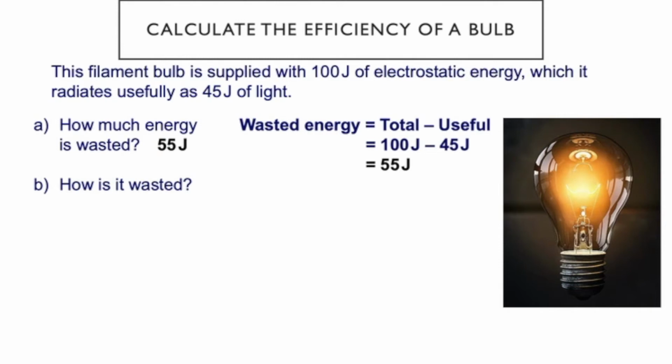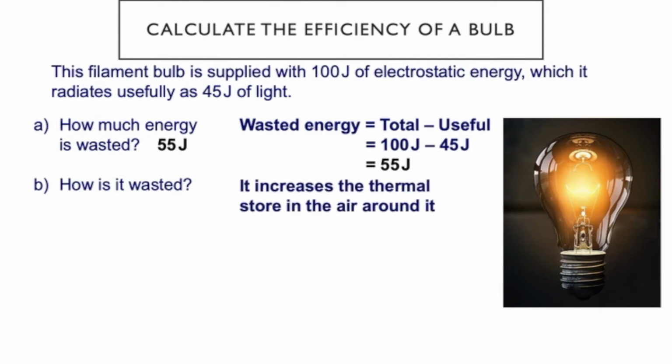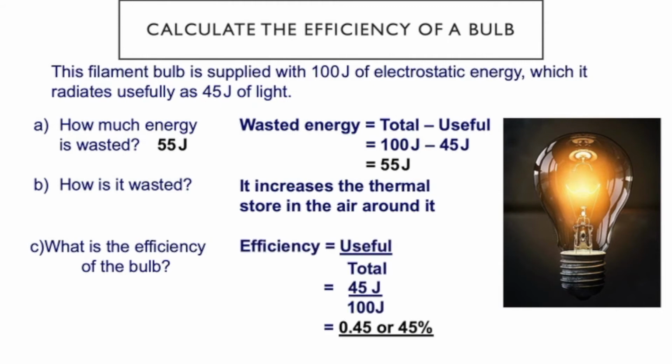How is it wasted? Have a little think. If you want to pause it and write something down, you can. Well, it increases the thermal store in the air around it. And what is the efficiency of the bulb then? If you want to have a go again, pause it. Okay, so what is the efficiency of the bulb? Efficiency equals the useful energy divided by the total input energy. So we've got 45 joules divided by 100. That would be written as 0.45, and that would be fine as an answer, or 45%. Sometimes you might be asked to write it as a percentage or a decimal, but if you're not, it doesn't matter which way around you do it.